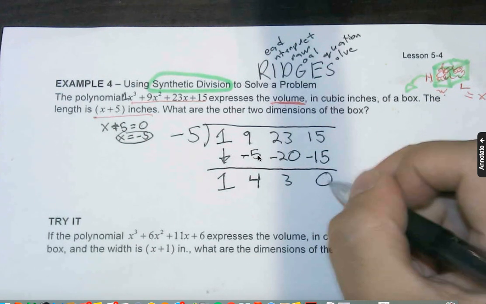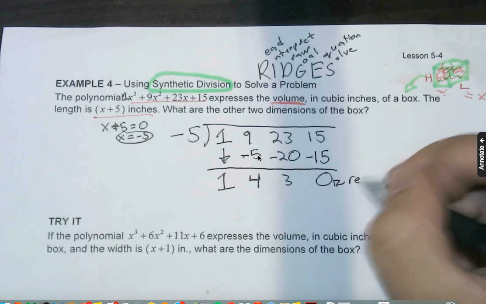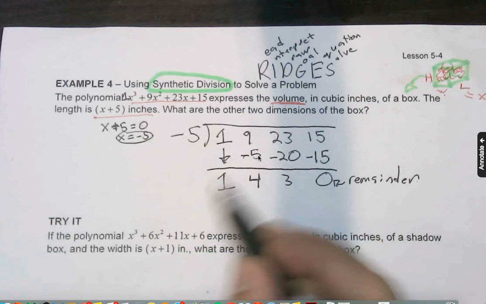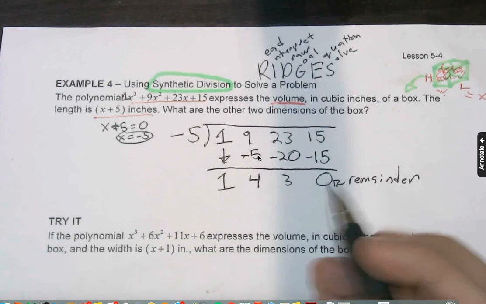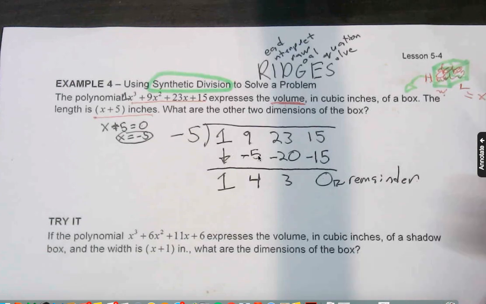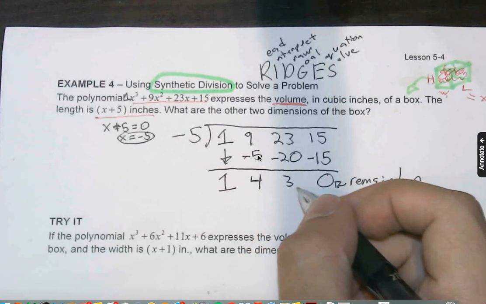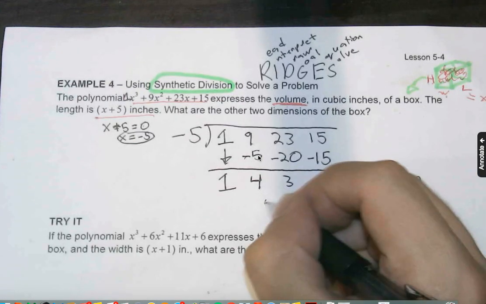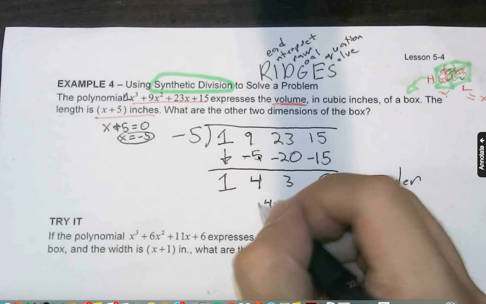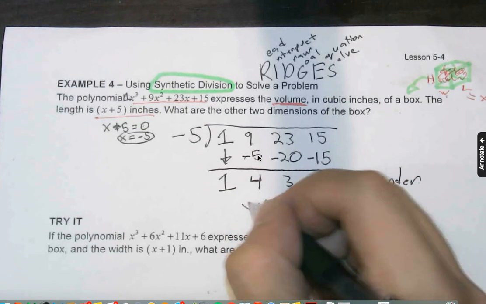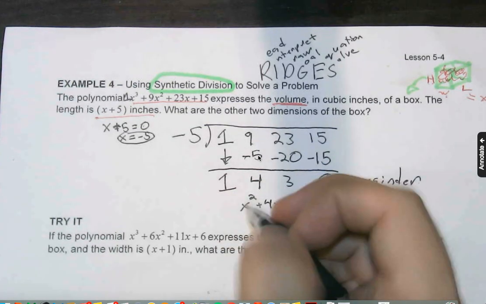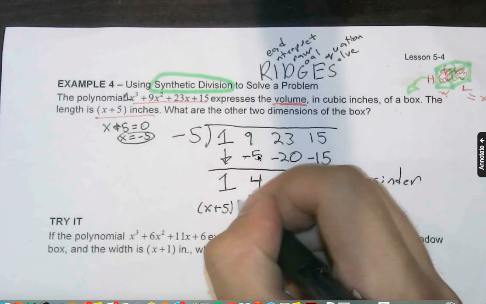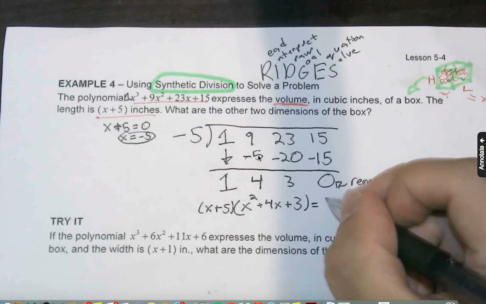So notice we have a remainder of 0, but now we have to kind of peel away these terms here and say what the product of the width and the height are. So if we go from right to left, we know we have a constant of 3. We have a coefficient for x, which is 4. Our coefficient for x squared is 1. So this is saying that x plus 5, when multiplying with this polynomial, should give us the volume.